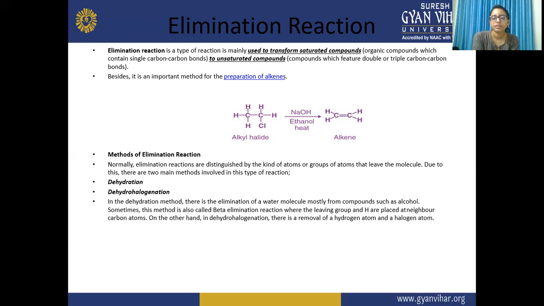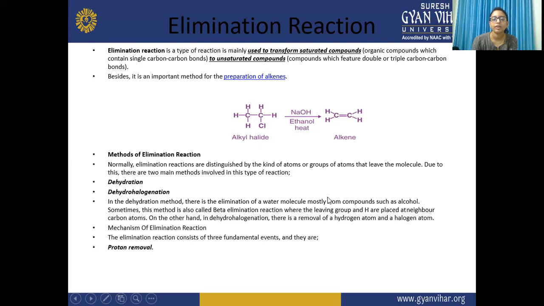So here this method is known as beta elimination reaction, where the leaving group, the group that is leaving, and the hydrogen proton are both placed at the neighboring carbon atoms. On the other hand, in dehydrohalogenation, there is a removal of a hydrogen atom as well as a halogen atom.